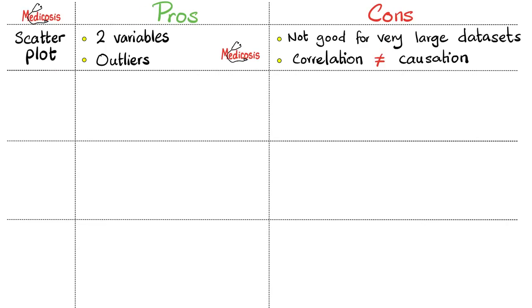The scatter plot, pros and cons. The advantages of a scatter plot, it can show you two variables. We have the independent variables on the horizontal axis and the dependent variable on the vertical axis. F around, find out. Independent, dependent. Disadvantages of using scatter plots, they are not good for very large data sets.